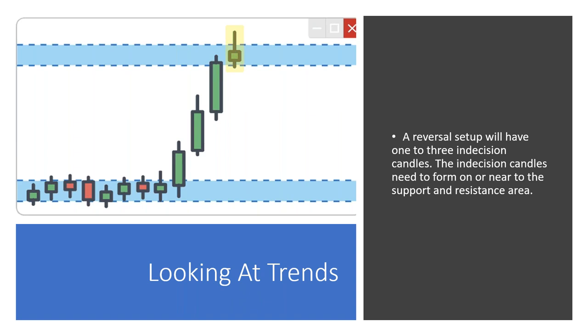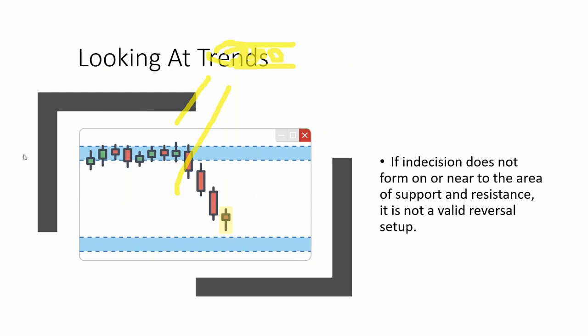A reversal setup will have 1 to 3 indecision candles, and it can have multiple. It needs to be the next candles in the indecision, but you can have several candles that remain in this zone here. So you can have another candlestick here. I mean, it could go into congestion. You have another. We need this one. And we have to move up. It could be 3, 5, 7 candles. We need the indecision on the resistance area. And like I said, it can bounce in here for a second or two. Because again, we haven't made any trading decision.